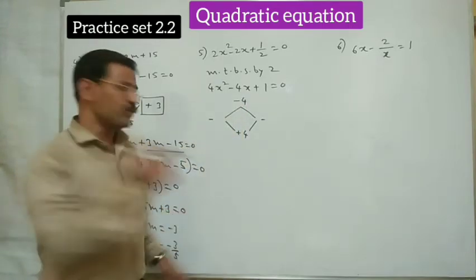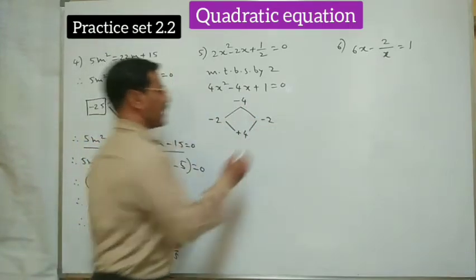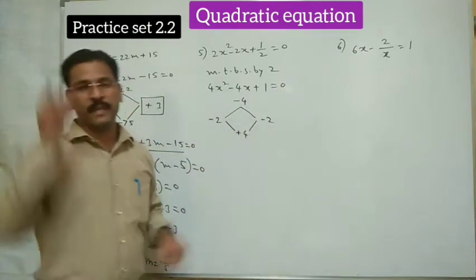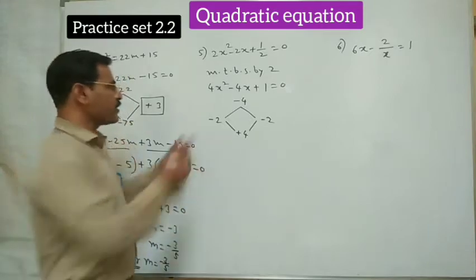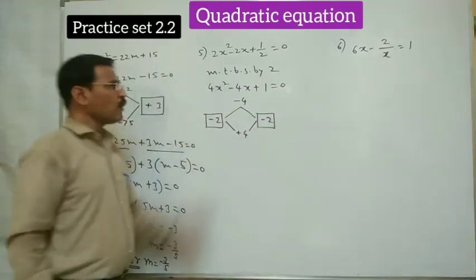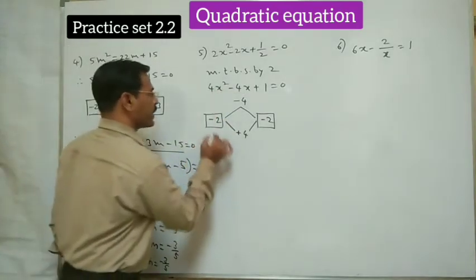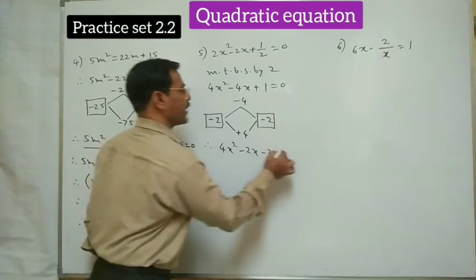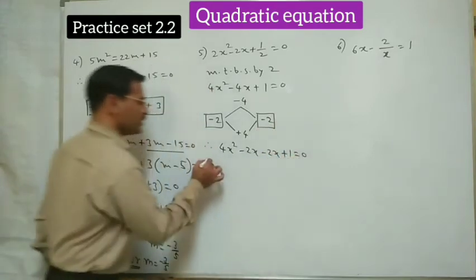That means 2 twos are. Their sum is what? Minus 4. Why sum? Because both have the same sign. That is why. Understand? Finish. Here these are the two terms. Now split the middle term. What will we get here? 4x square minus 2x plus 1 equal to 0.